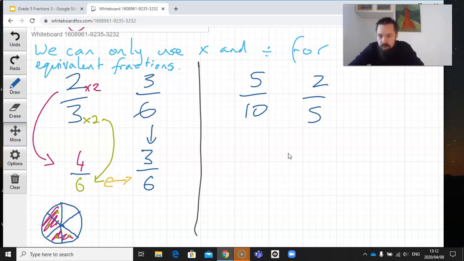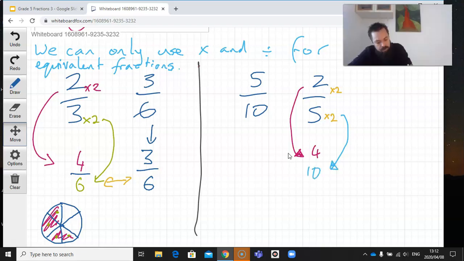All right, let's have a look at the one on the right. We've got 5/10 and 2/5. Now this time I notice that I don't need to change the one on the left, I need to change the one on the right. And again, I can times that by 2 to make it into 10, which means I must do the same to the top. So from the top, I get 2 times 2, which is 4. That's my new numerator. And on the bottom, 5 times 2 is 10. Now I'm able to compare 5/10 with 4/10, and we can see it.